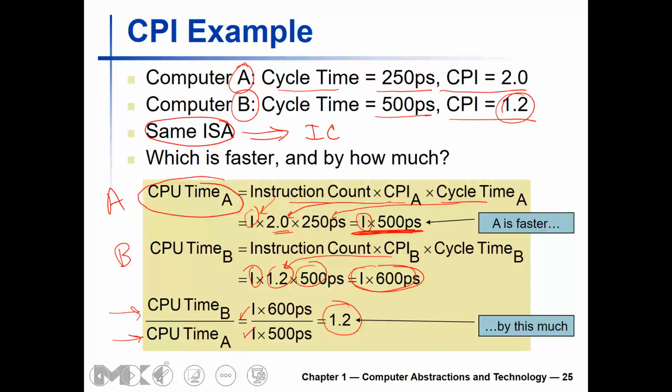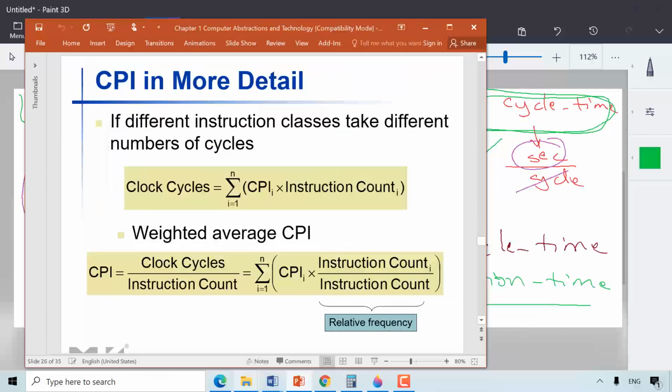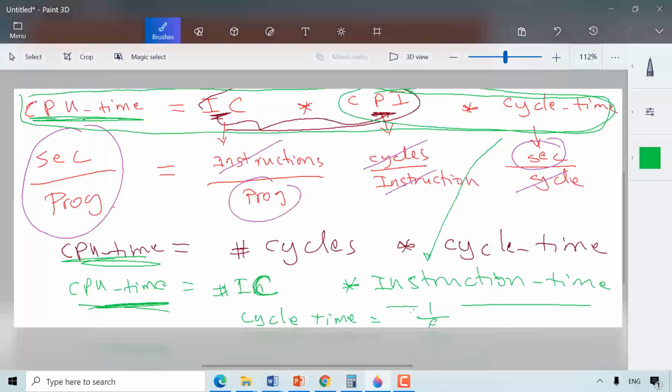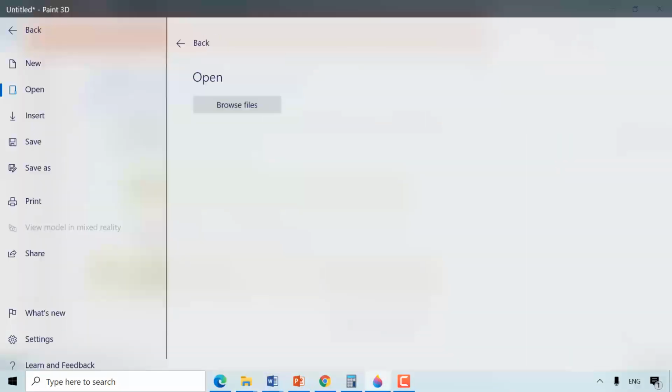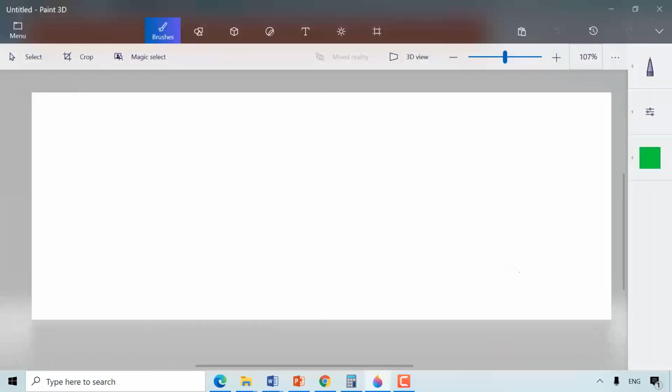Now, let's go back to our whiteboard. Sometimes the CPI is not straightforward. For example, sometimes the CPI is not given cleanly. We say that the CPU time equals instruction count times CPI times cycle time.